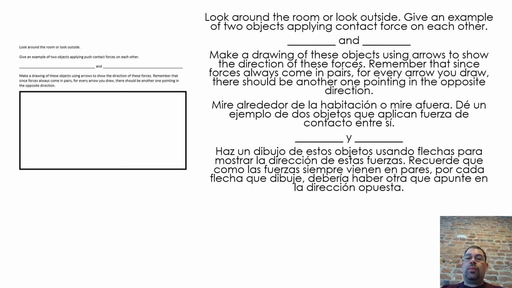Look around the room or look outside. Give an example of two objects applying contact force on each other. Blank and blank. Make a drawing of these objects using arrows to show the direction of these forces. Remember that since forces always come in pairs, for every arrow you draw, there should be another one pointing in the opposite direction.